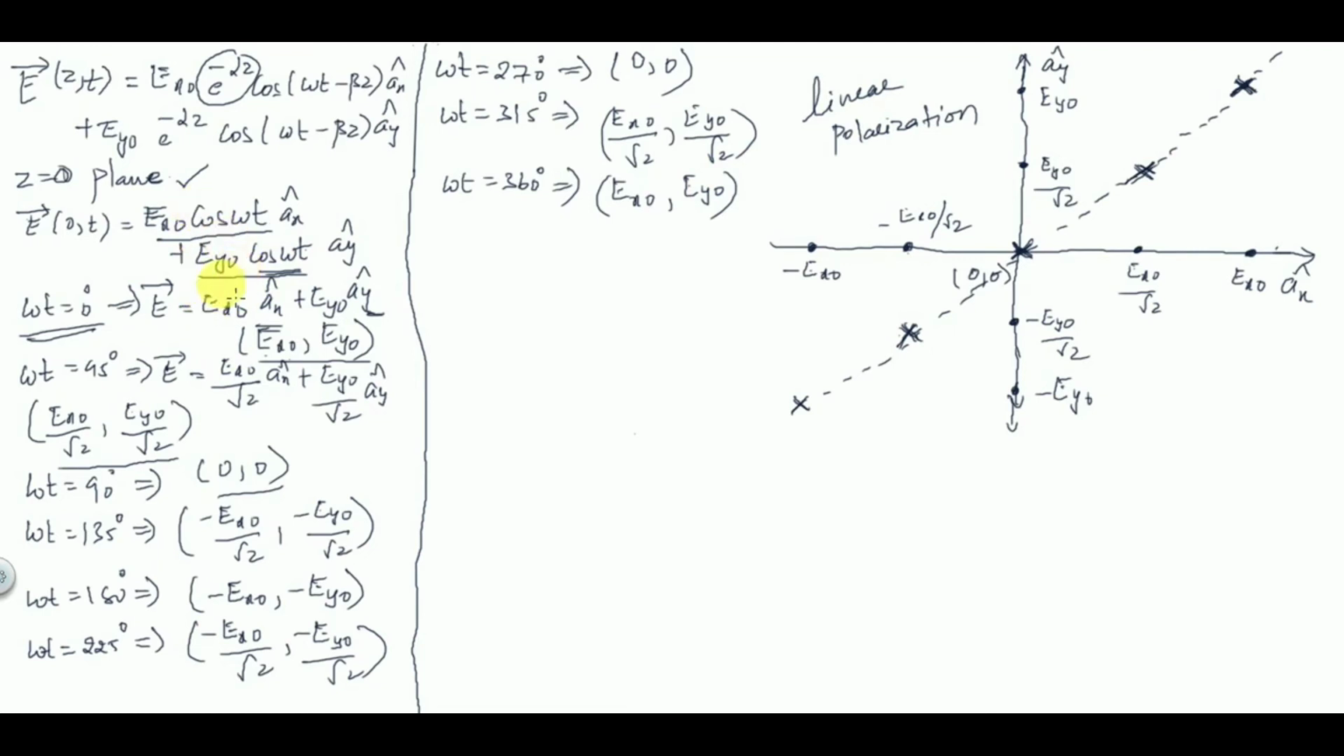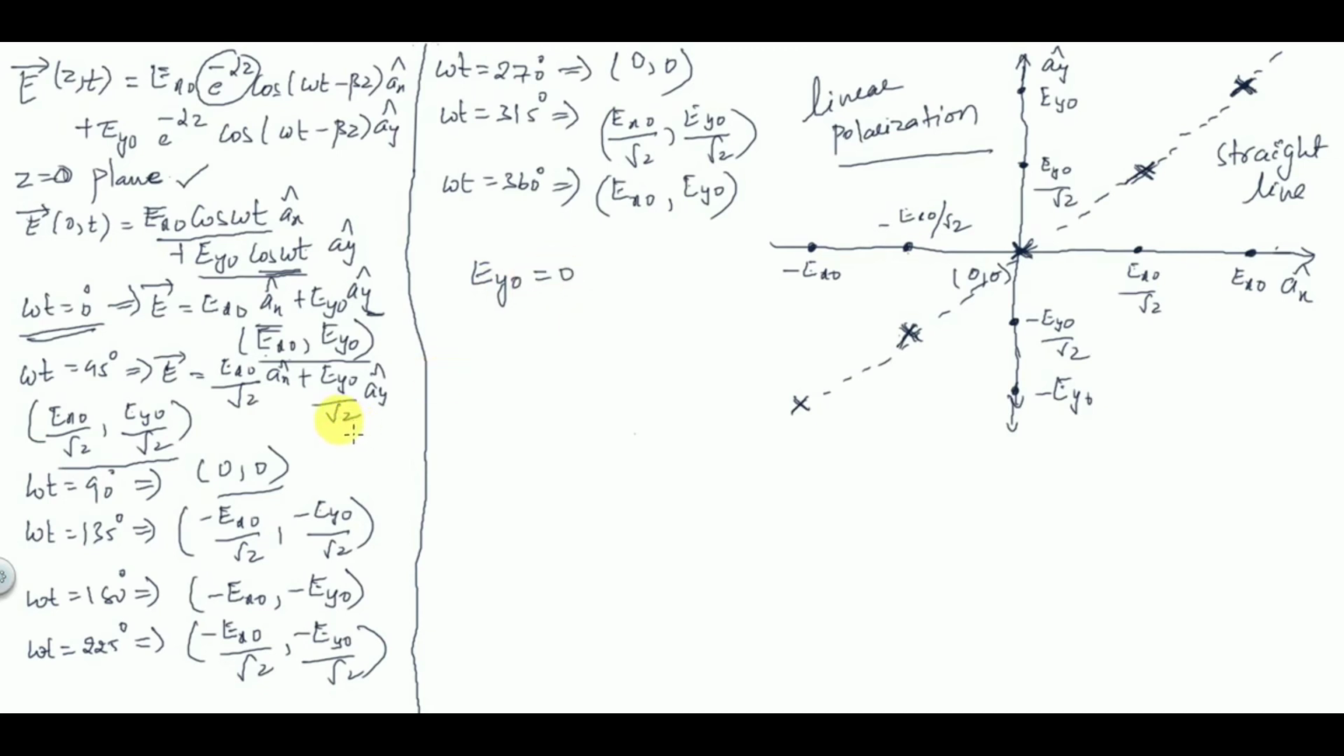Okay, so both the terms represent cos omega t only, so that's why you are getting the linear, that is, the locus of all the points at different angles. If you take, so the locus of all those points is now a straight line. So the locus is a straight line, therefore that type of polarization, that type of orientation, is called linear polarization.